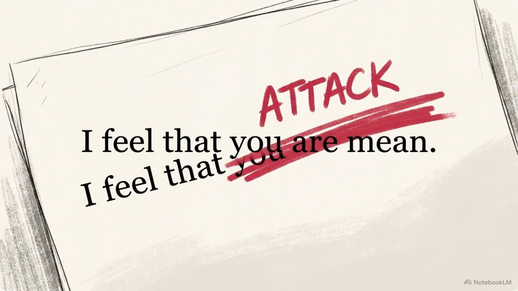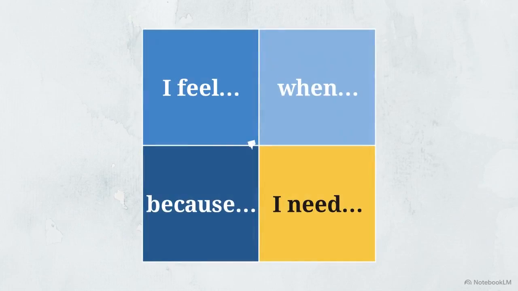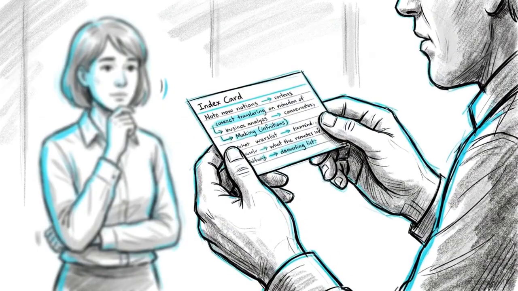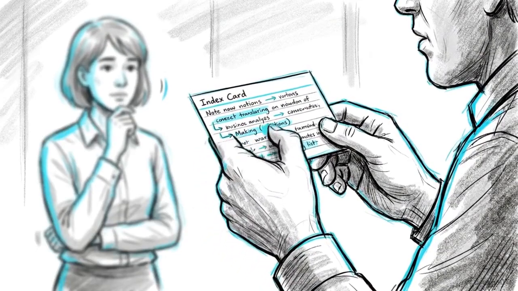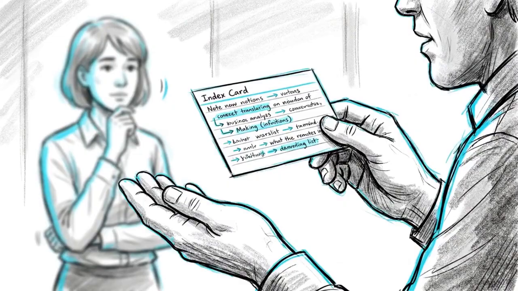Be careful to avoid disguised you messages. Saying, "I feel that you are mean," slips an attack word into the feeling blank. That single word immediately breaks the entire formula. Strict adherence to this exact syntax forces you to remove blame from the equation. It keeps the conflict objective, which keeps it solvable.